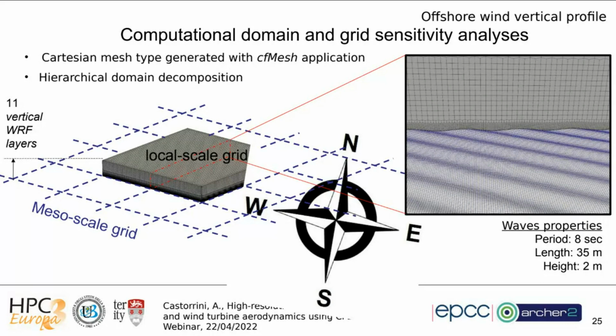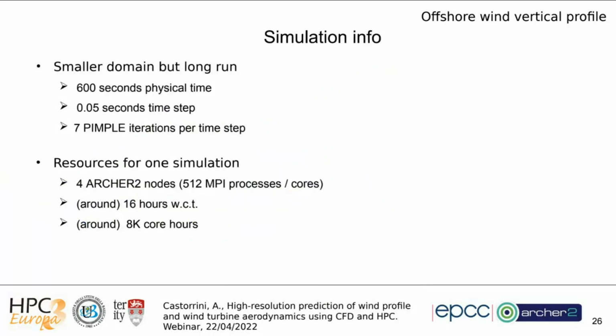For this kind of simulation, we require fewer resources because the grid is smaller. It's about 12 million elements, but the simulation is quite long because we need to cover a large domain. In this case, we run 600 seconds, so 10 minutes of physical time, at 0.05 seconds for each time step, and the usual 7 pinball iterations for each time step. For this simulation, on 4 ARCHER2 nodes, we need 6 hours of wall clock time.